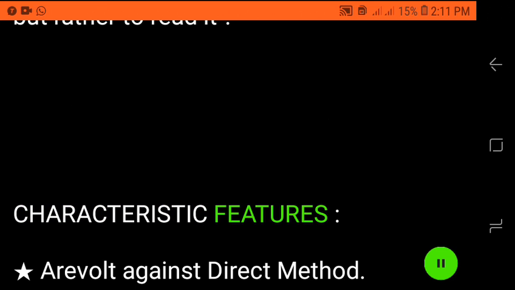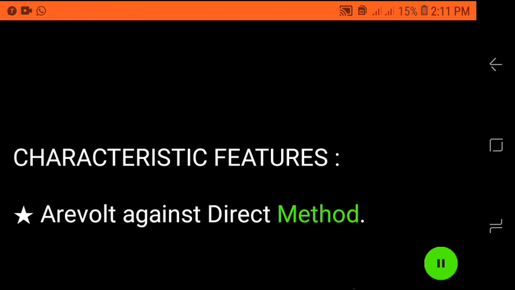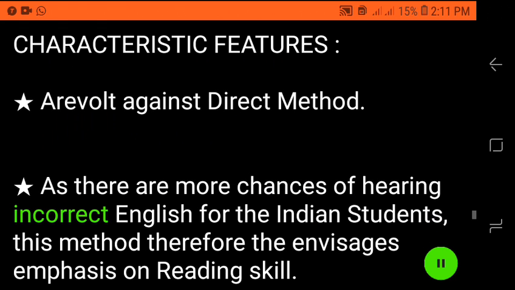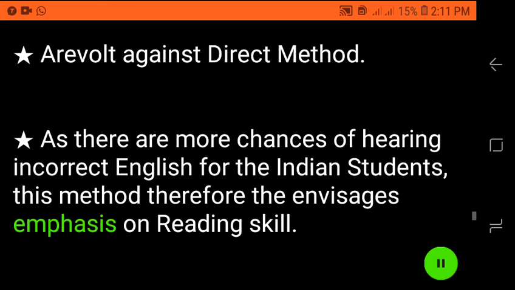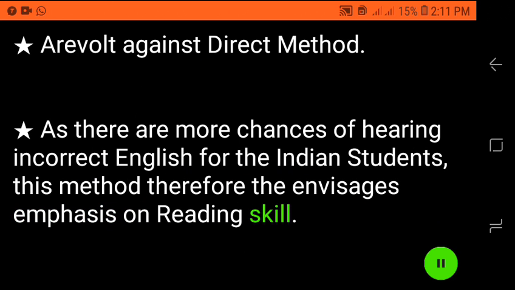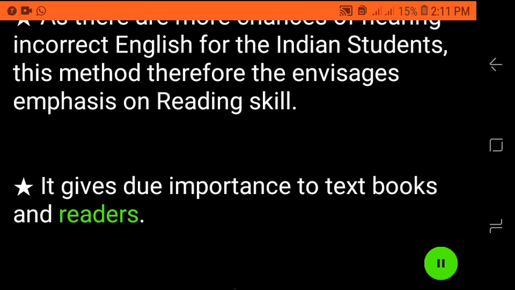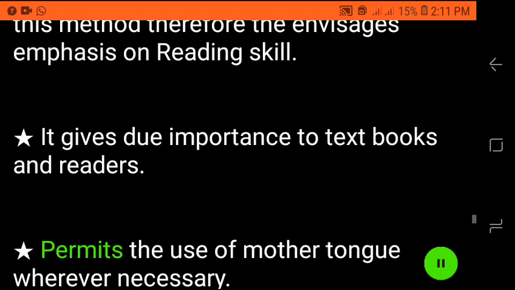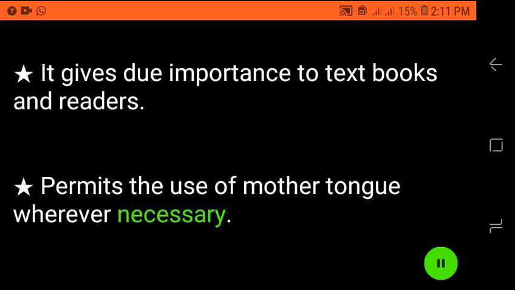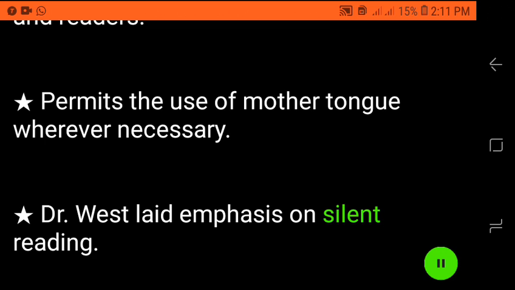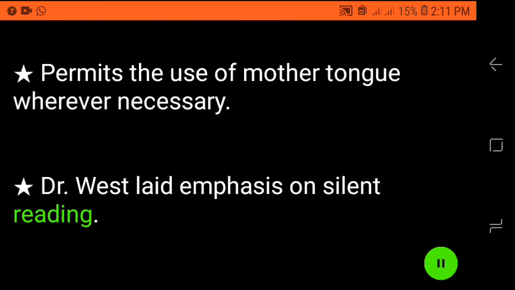Characteristic features. A revolt against direct method, as there are more chances of hearing incorrect English for the Indian students. This method therefore envisages emphasis on reading skill. It gives due importance to textbooks and readers. Permits the use of mother tongue wherever necessary. West laid emphasis on silent reading.